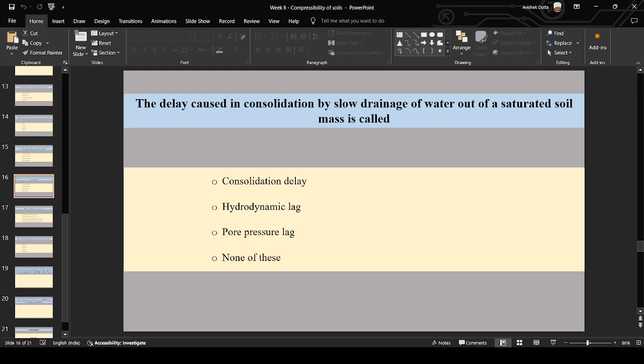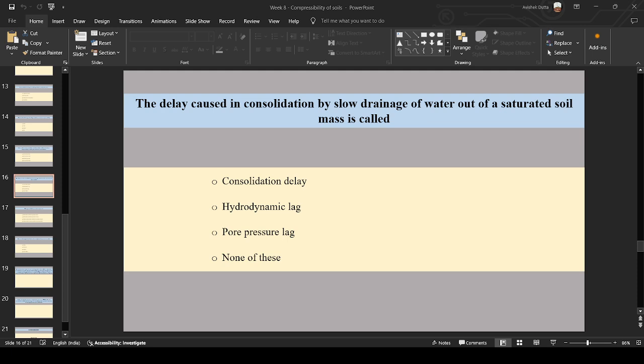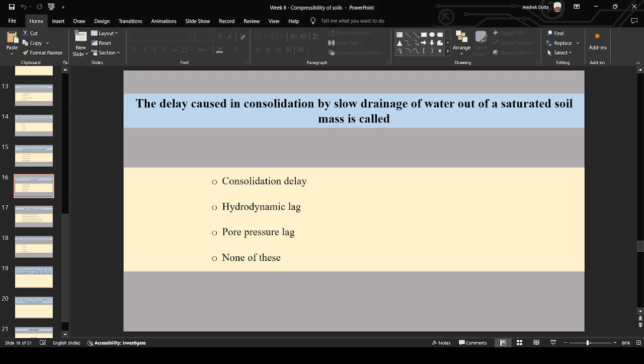I repeat the question. The delay caused in consolidation by slow drainage of water out of a saturated soil mass is called: consolidation delay, hydrodynamic lag, pore pressure lag, or none of these. Okay. I hope the question was clear. I will go to the next question.